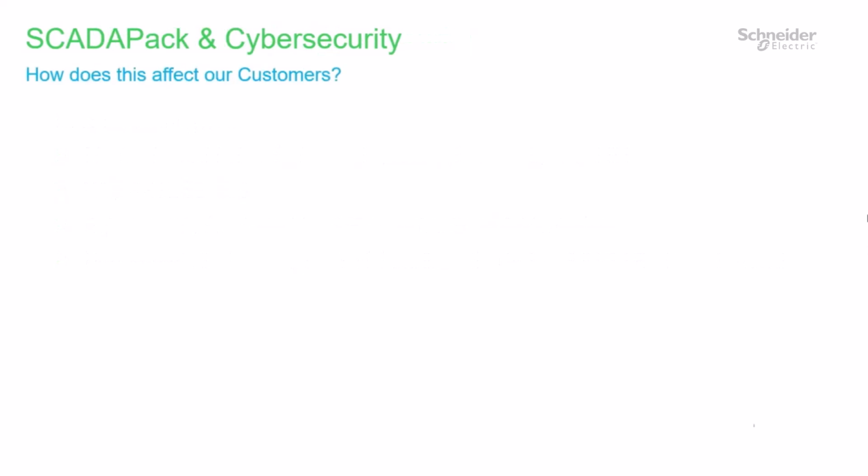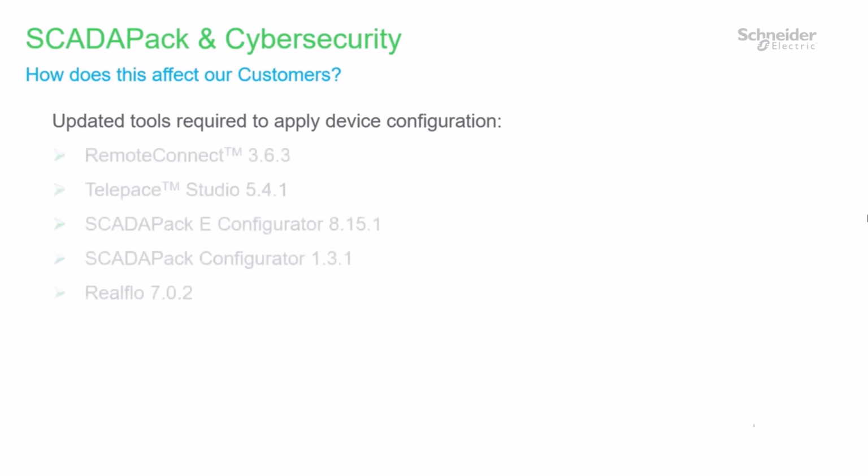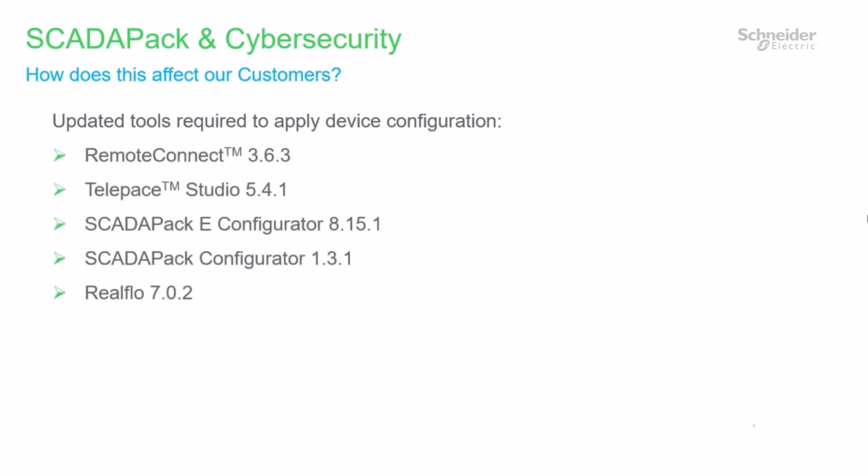As a result of the addition of the cybersecurity feature, customers receiving new SCADAPack flow computers will also need to obtain updated tools in order to apply device configuration. A label highlighting this requirement has been attached to the SCADAPack packaging. Included on the label is the following list of software tools that have been updated to support the cybersecurity enhancements. And this includes the Realflo configuration software that runs on your PC.